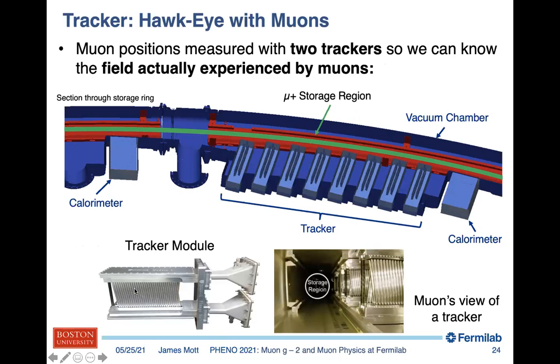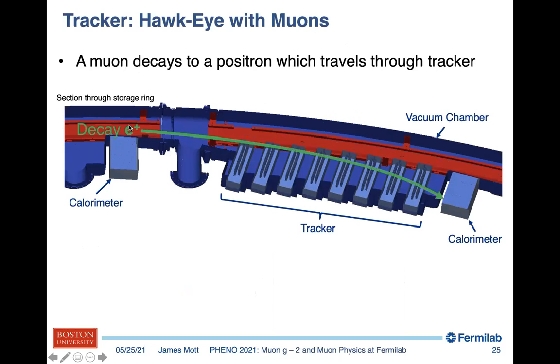They look like this, the kind of straw modules that slide in. There's 8 of them that make up a station. And if you were here as a muon going around on this green line, what you see on the right-hand side are the detector modules over here. Now, you might decay at this point. You're going to decay to a lower momentum positron because you gave off some neutrinos as well.